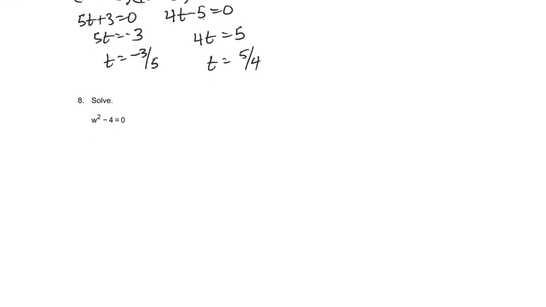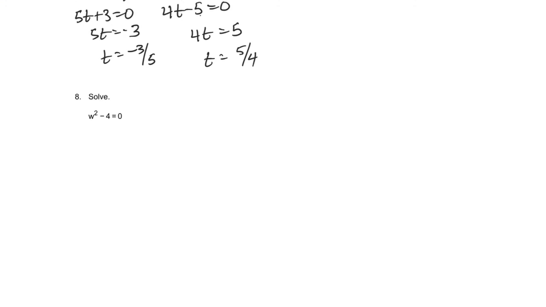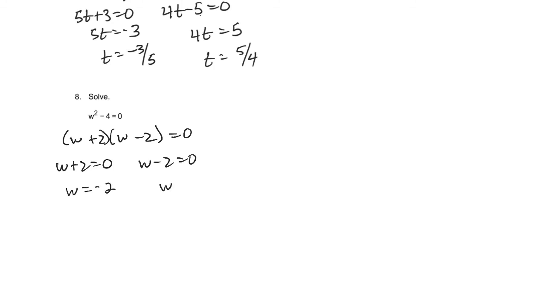Okay, next one. Now this one I can do a couple different ways. This is a difference of squares, so I can just factor it. And it'll be a plus 2 and a minus 2. So either w plus 2 is 0 or w minus 2 is 0. Subtract 2 on both sides, add 2 on both sides. So my two answers are negative 2 and 2.